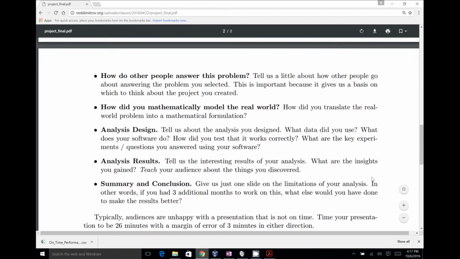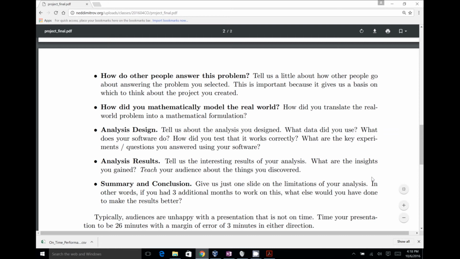How do other people answer this problem? This is also really important because usually for the problem you're thinking about, somebody else has thought about it before, either in a research paper or they've written some program for it already. And so this is important to give the audience context for your problem, to understand how what you're doing relates to other things that exist.